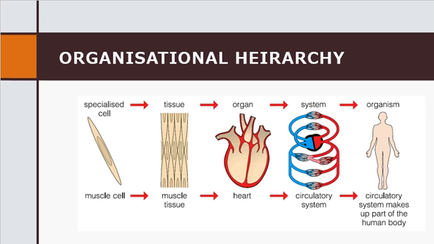Each organ has one unique function. The heart, for example, pumps oxygen-rich blood around the body and oxygen-deprived blood back to the lungs. Then a group of organs working together is called an organ system. Finally, with many organ systems, we have an organism.